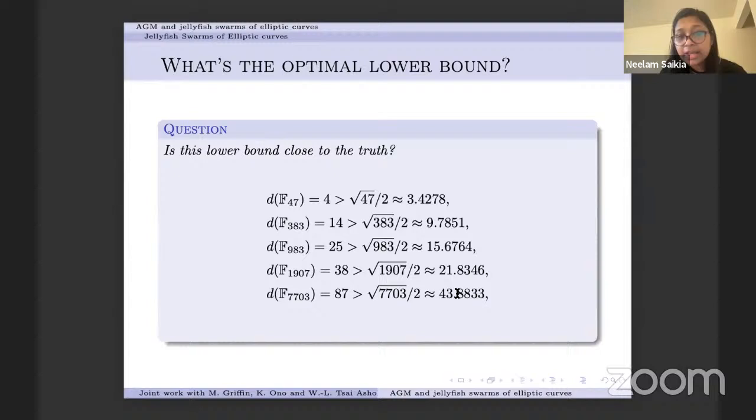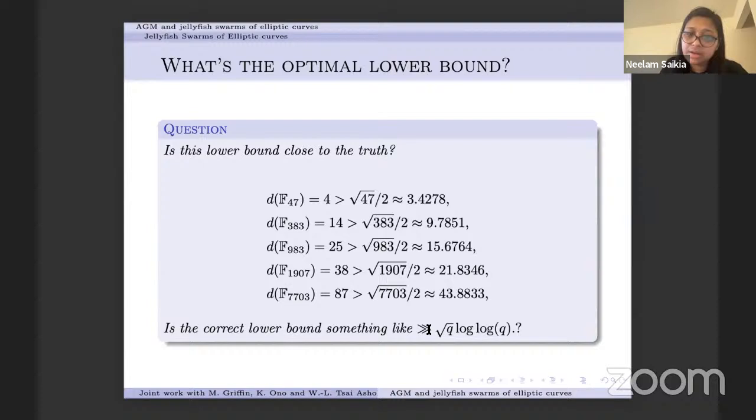Therefore, we claim that one effective bound could be this one, but we don't yet have a proof of the lower bound on the number of jellyfish. So this needs to be done. It's not done yet.